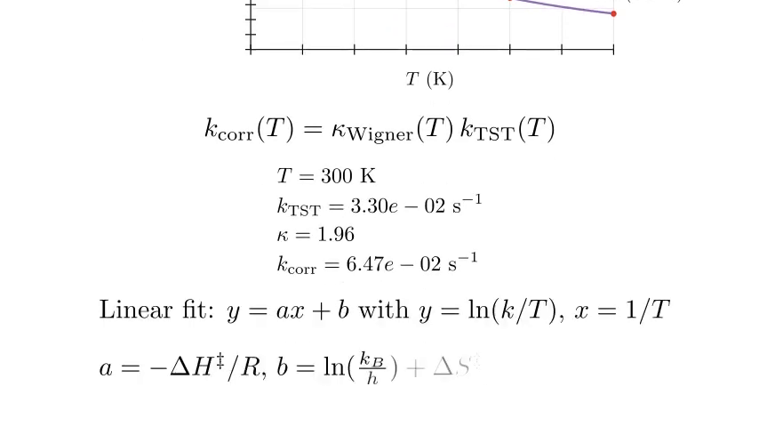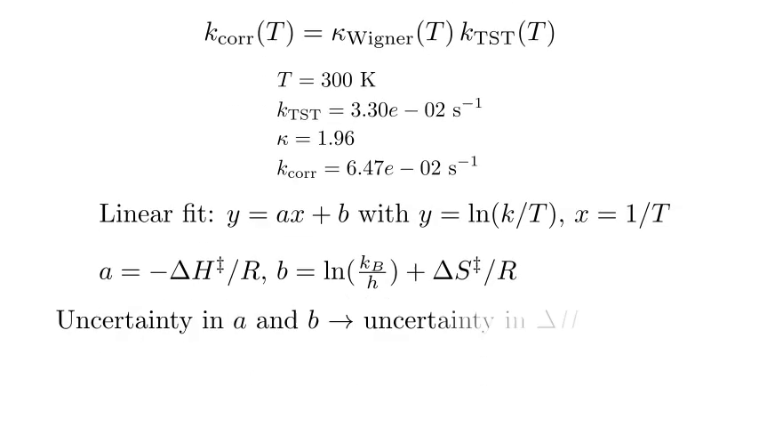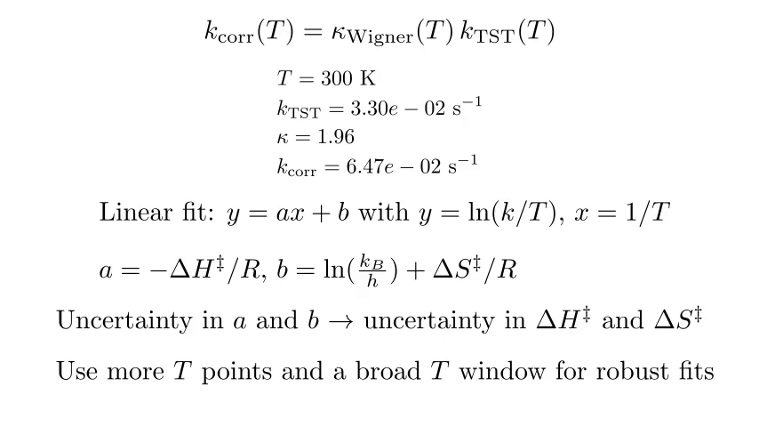Statistically, the Eyring plot is a linear regression. The slope maps to delta H double dagger, and the intercept maps to delta S double dagger. If you propagate uncertainties from the fit, you obtain confidence intervals on these thermodynamic parameters. More temperatures and wider temperature span reduce parameter correlation and yield tighter confidence bounds.